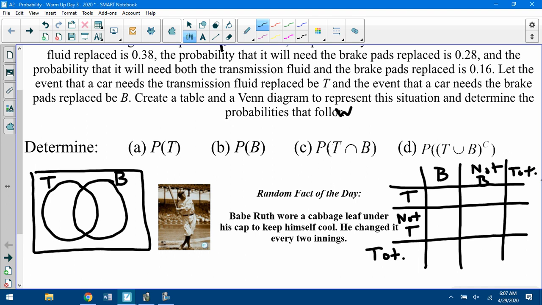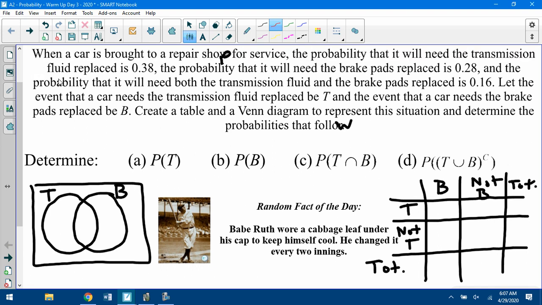Okay, ready to see it? Here we go. We'll do the Venn diagram first. Probability that needs transmission fluid replaced is 0.38. I hope you didn't put 0.38 there. Brake pads is 0.28. Similarly, this is not 0.28 because both is 0.16. That goes in the center.